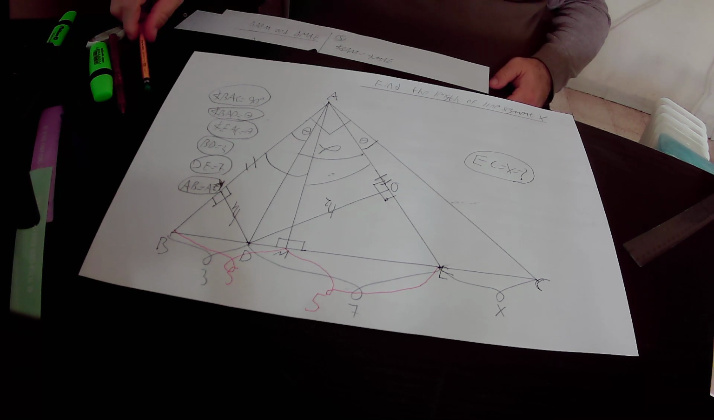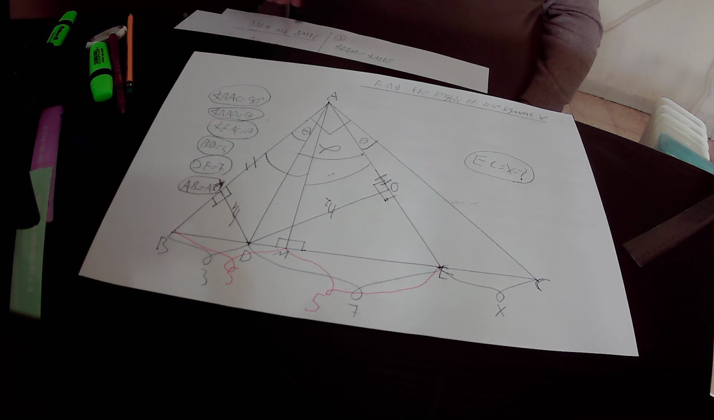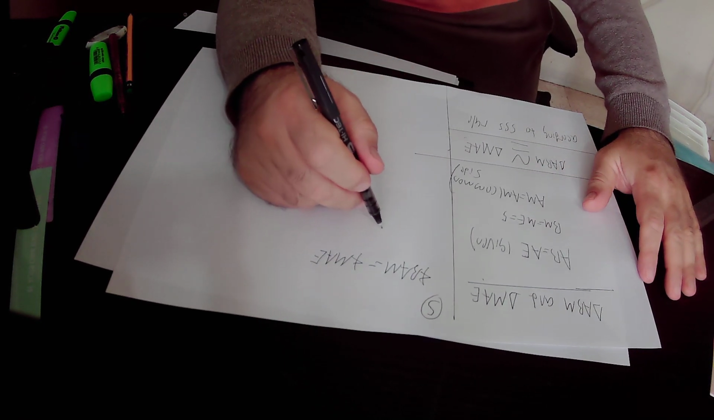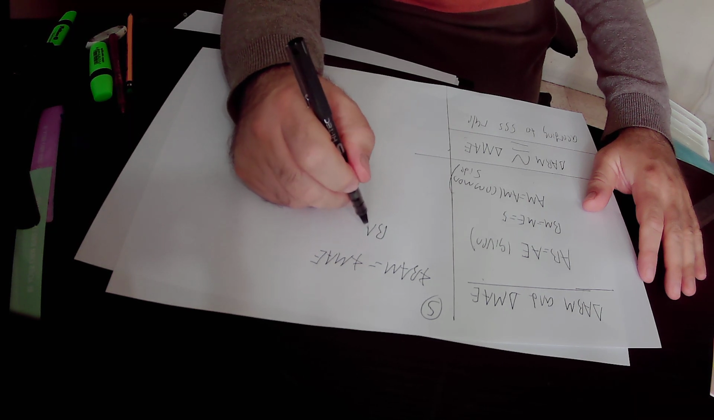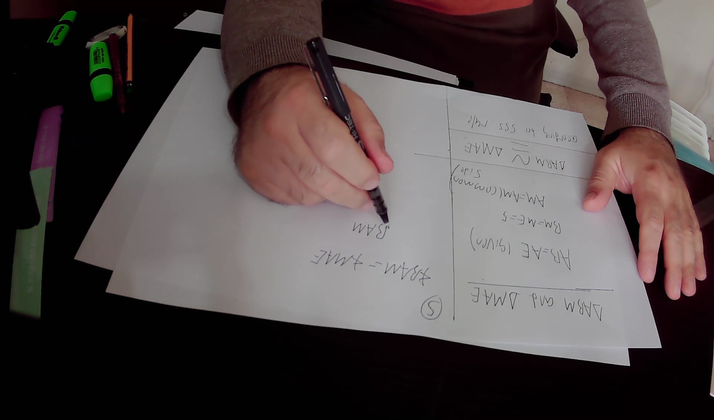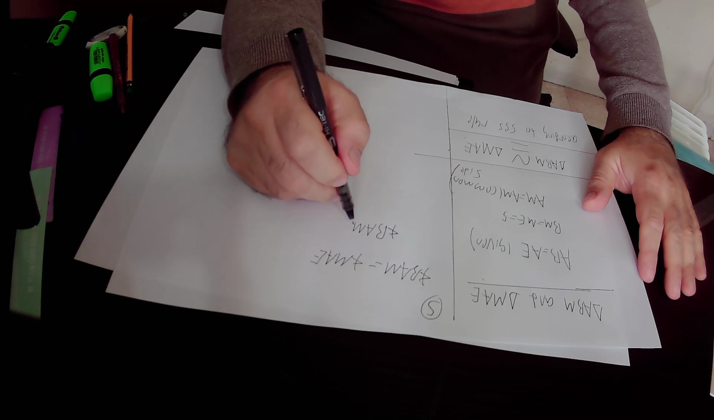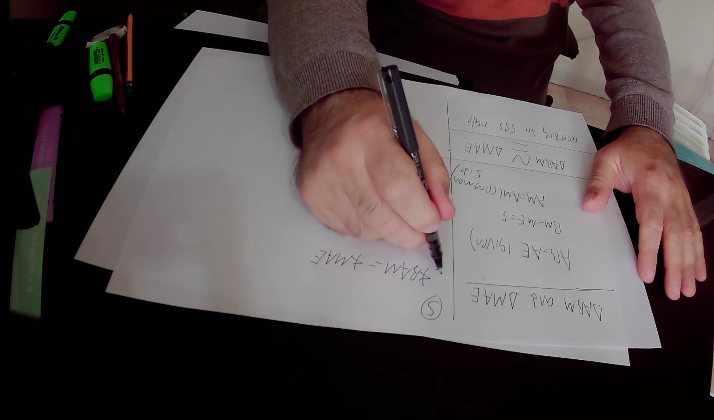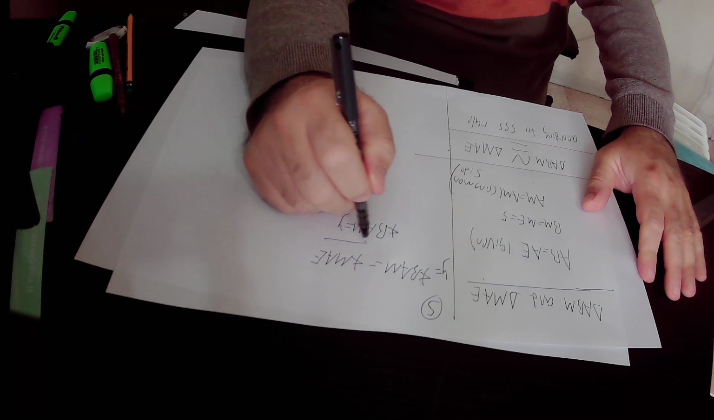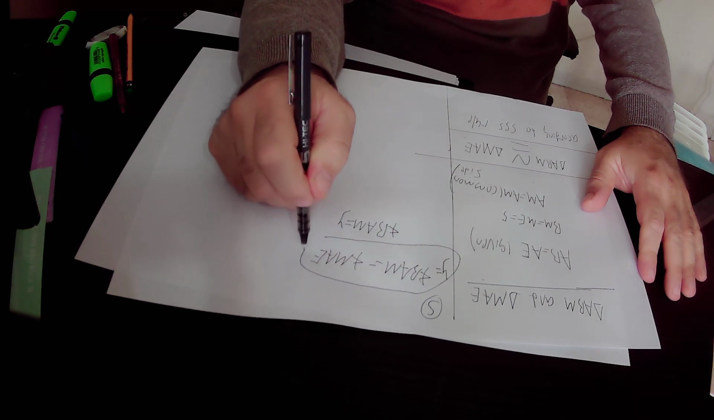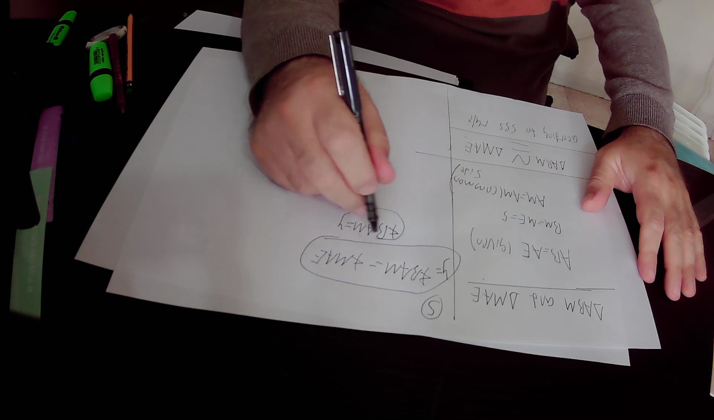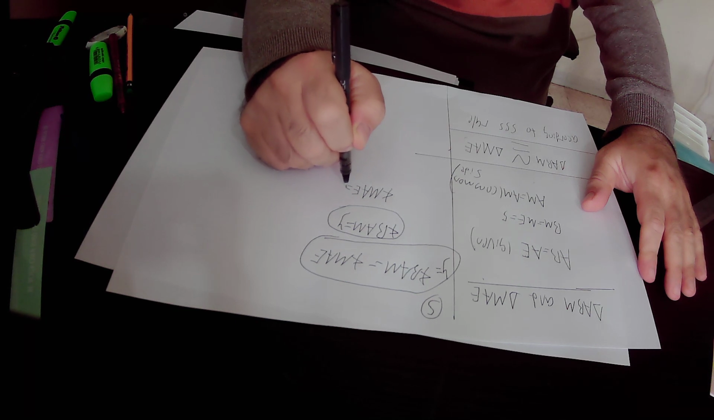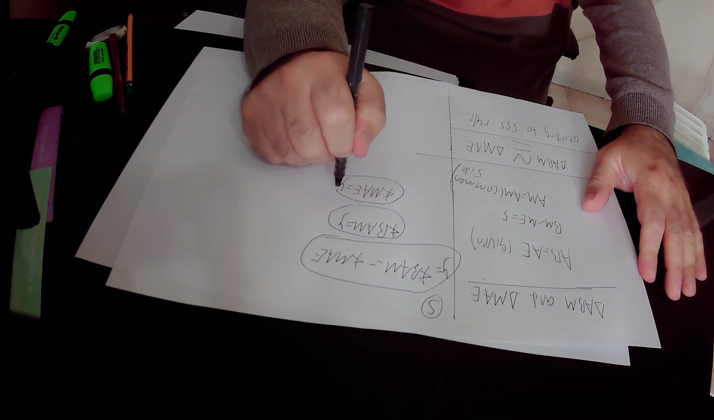Okay, so if we define angle BAM as Y, so here angle BAM equals Y. So from this equation, Y equals angle BAM equals angle MAE, we conclude that angle MAE is also equal to Y. Okay?